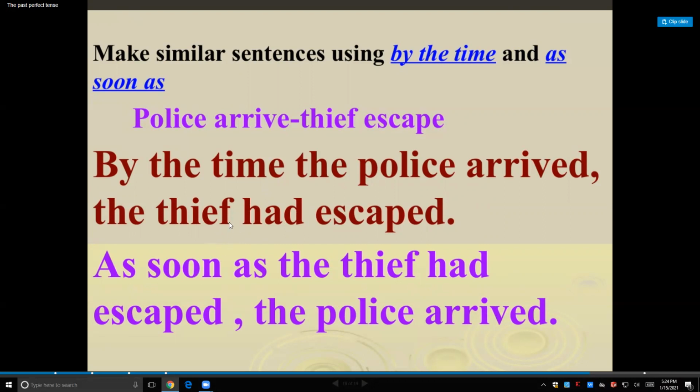Now, if we change the structure and we put past perfect in the beginning, the sentence would be, as soon as the thief had escaped, the police arrived. Again, here, which action took place first? The thief escaped first, and then the police arrived. So the sentence structure is different, but the rule is the same: there are two actions which took place in the past, and the action which took place first is in past perfect, and the action which took place later, second, has to be in past simple.